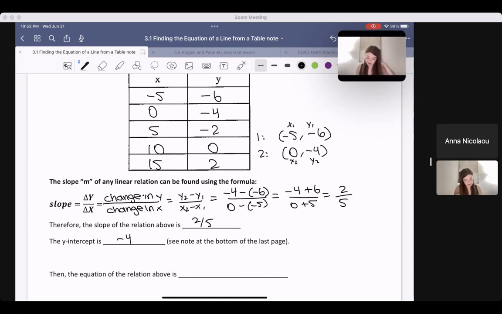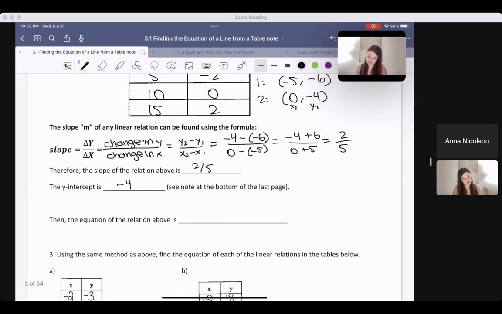Now then, the equation of the relation is what? Well, as we said before, the equation of all lines is y equals mx plus b, where m is the slope and b is the y-intercept. So therefore, the answer is y equals 2/5 x minus 4, right? Good. Okay, let's do some more examples.